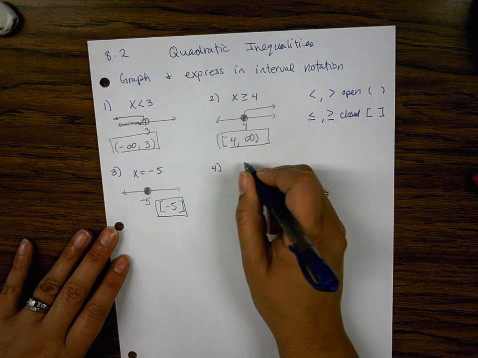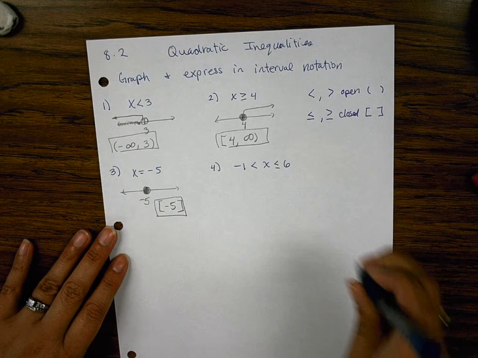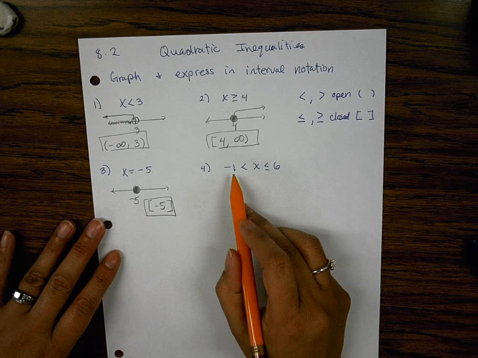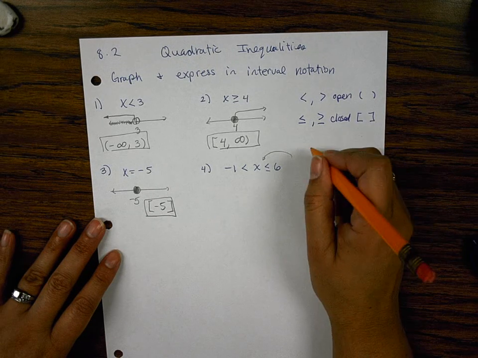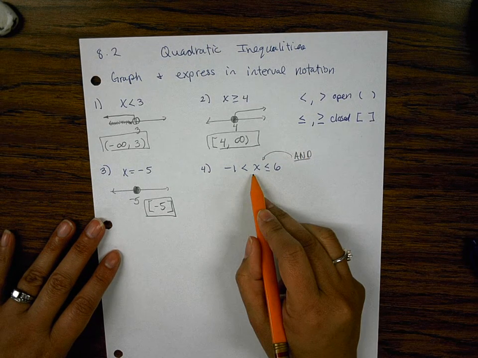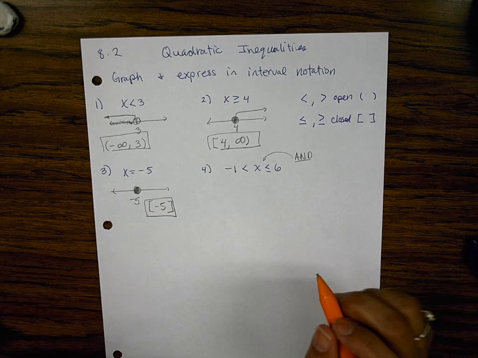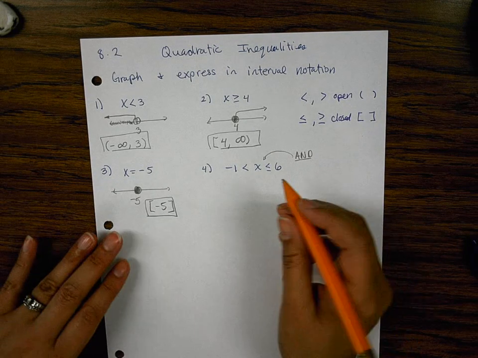Number 4, -1 is less than x, which is less than or equal to 6. Now again, I'm sure you learned this last year. -1 is less than x, and x is less than or equal to 6. So when x is sandwiched between the two numbers, it is an and problem. I'll repeat that. When you see the x sandwiched between two numbers, it is an and, not an or.